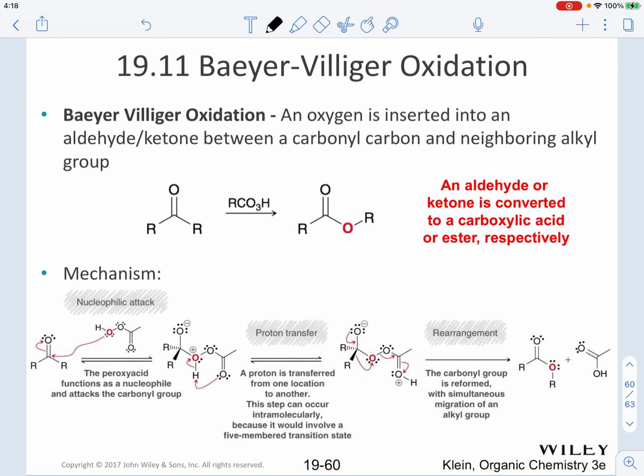Continuing on, the next reaction that we are going to discuss is the Baeyer-Villiger oxidation, in which we are going to insert an oxygen onto an aldehyde or ketone, in between the carbonyl carbon and the neighboring alkyl group. So as you can see, this means that during this reaction, we can have an aldehyde or a ketone being converted to a carboxylic acid or an ester, respectively.